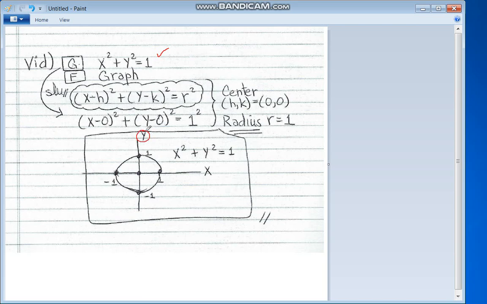Draw the y-axis going vertical, the x-axis horizontal. Now locate the center (h, k), which is (0, 0). I drew it here in the center. It's not part of the circle. It's just a reference point to draw the circle.